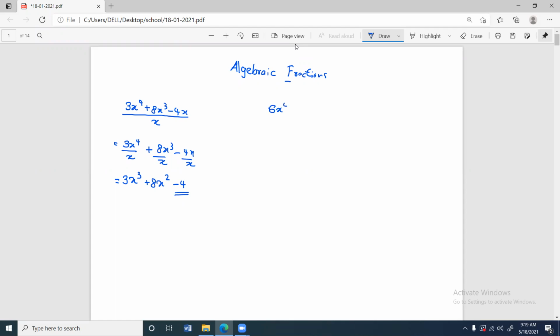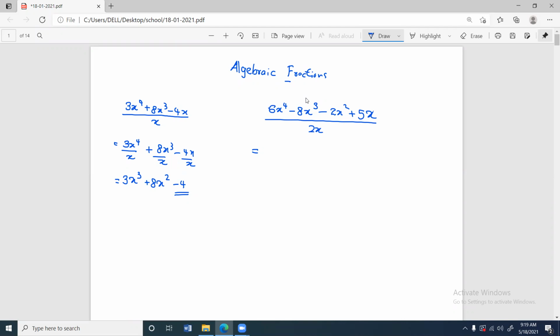You'll get 6x to the power 4 minus 8x cubed, minus 2x squared plus 5x. We need to divide this by 2x. Since this denominator is just a single term, we can divide all of these terms by 2x individually, the same thing I did over here.